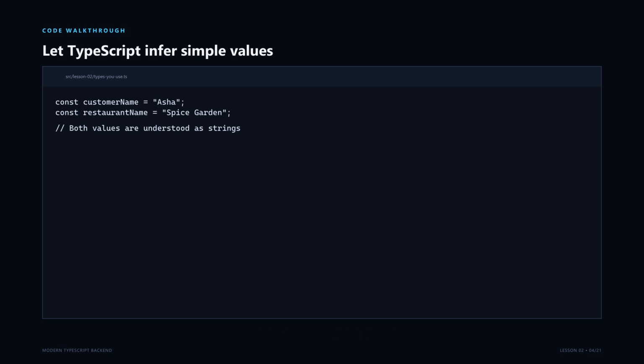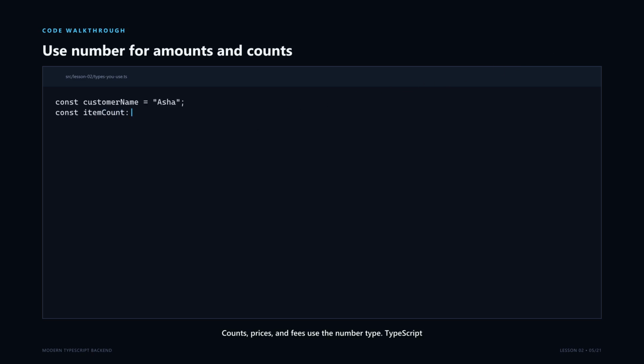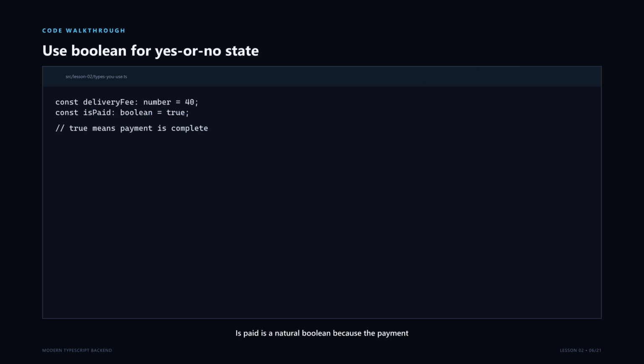label. Counts, prices, and fees use the number type. TypeScript uses one number type for whole numbers and decimals, so the same type works for three items, a 40 rupee fee, or a price such as 99.5. A boolean has only two values, true or false. isPaid is a natural boolean because the payment is either complete or it is not. Clear names that begin with is, has, or can make these values especially easy to read.